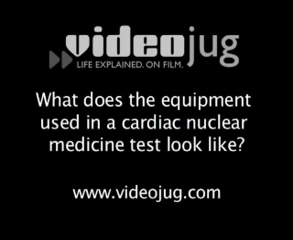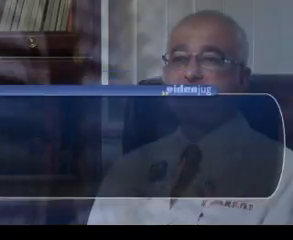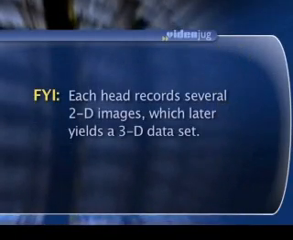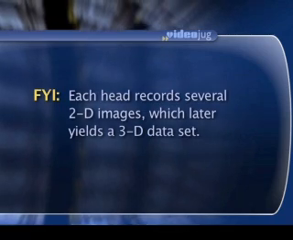What does the equipment used in a cardiac nuclear medicine test look like? Well, the equipment is basically what we call single photon emission computed tomography, or SPECT systems. These are usually gamma camera systems that have what we call 2 heads or 3 heads. The heads are basically the detectors, which surround the patient, and they are able to acquire or record the gamma rays that come off of the patient. And those data are used by the computer again to form an image of the heart.